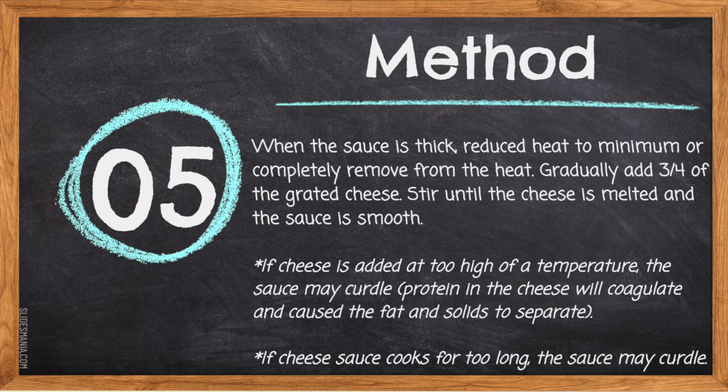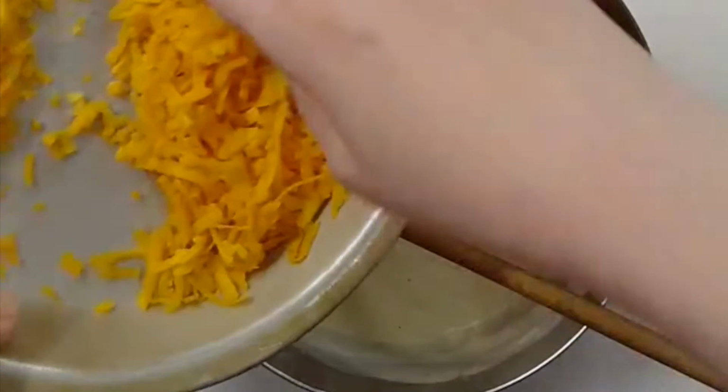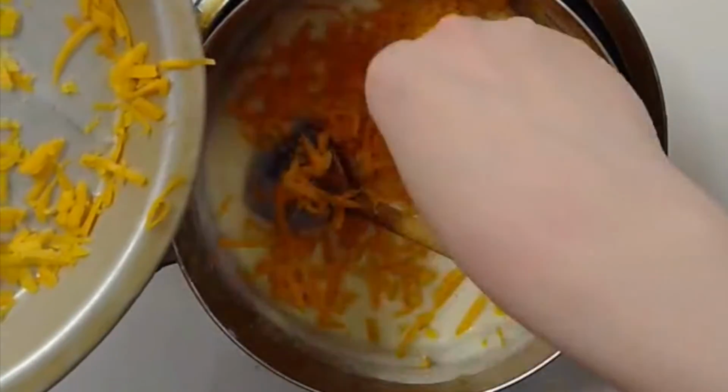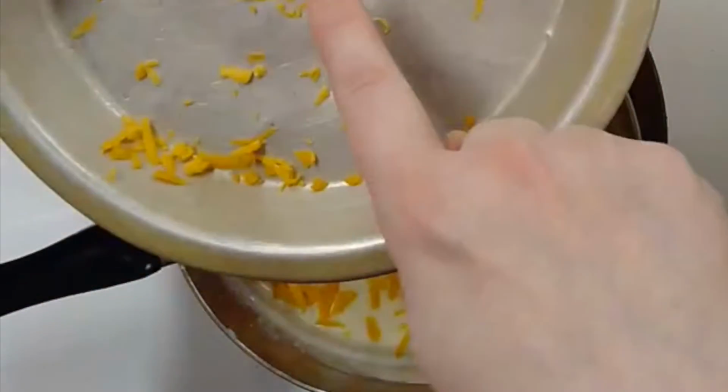Gradually add 3/4 of the grated cheese. Stir until the cheese is melted and the sauce is smooth. If the cheese is added at too high of a temperature, the sauce may curdle. Protein in the cheese will coagulate and cause the fat and solids to separate. If cheese sauce cooks for too long, the sauce may curdle. Now we want to add only 3/4 of the cheese because the rest of it is saved for the topping.